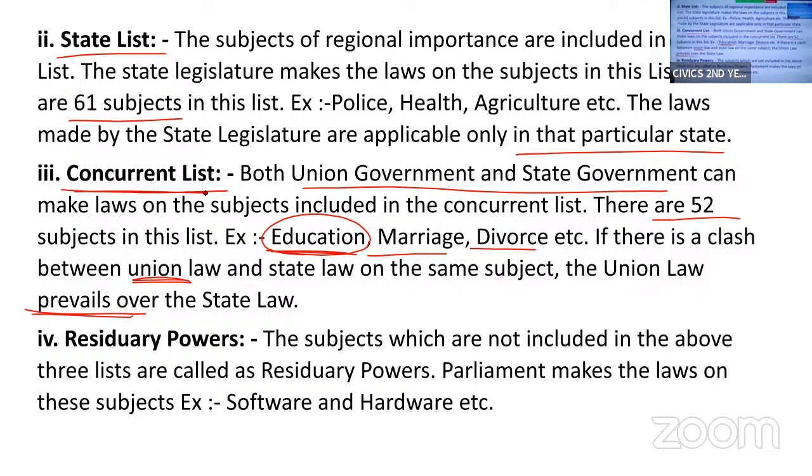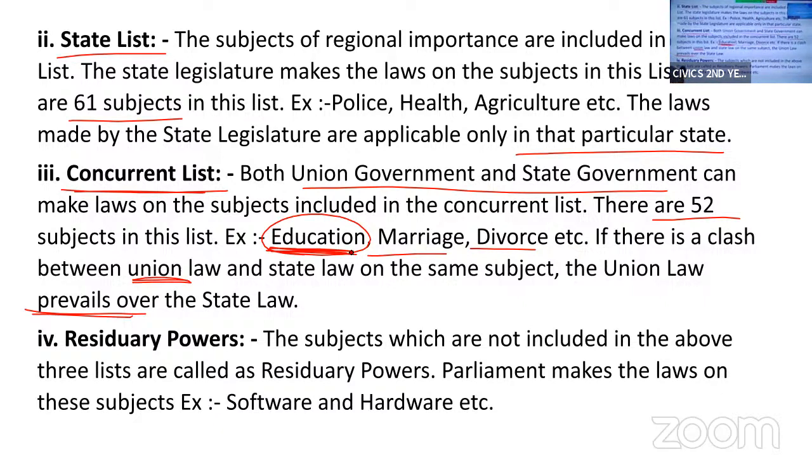Concurrent list: both union and state government will make the laws. In case both are making laws at the same time on the same subject, for example the union government is making law on education and the state government is making law on education at the same time, then the laws which are made by the union government are followed.